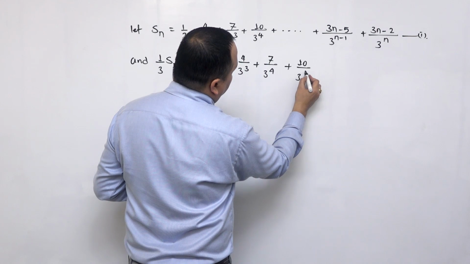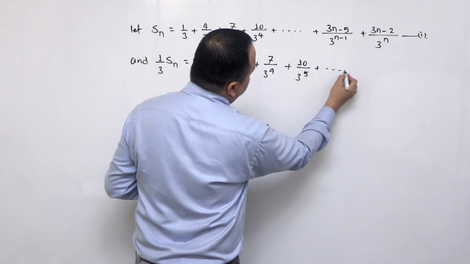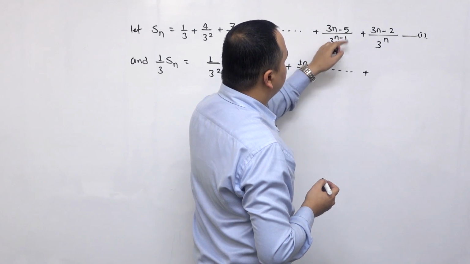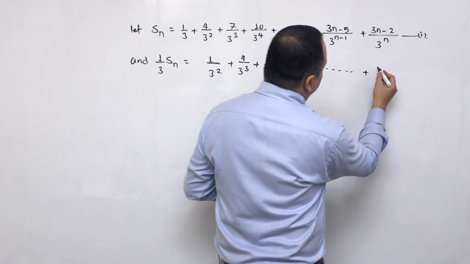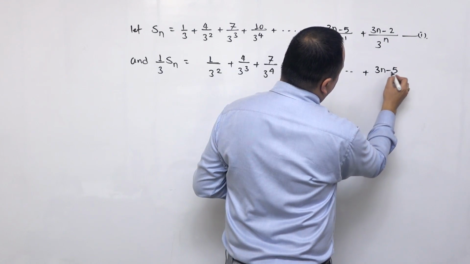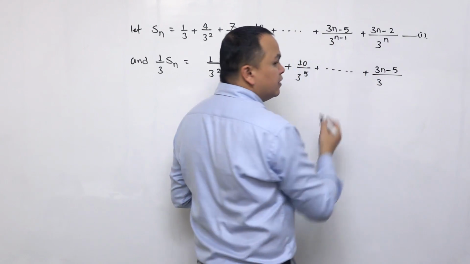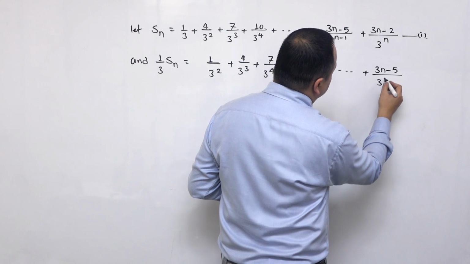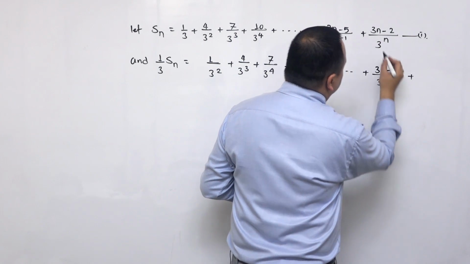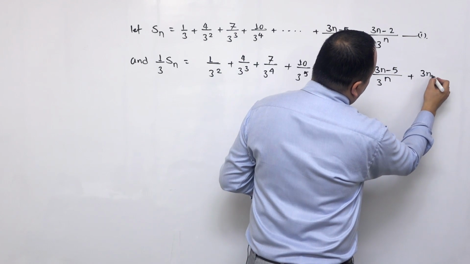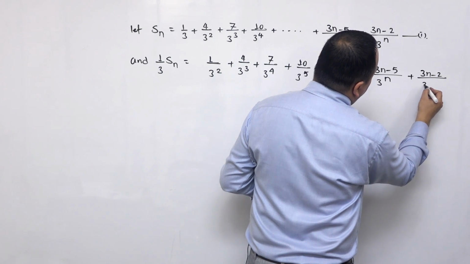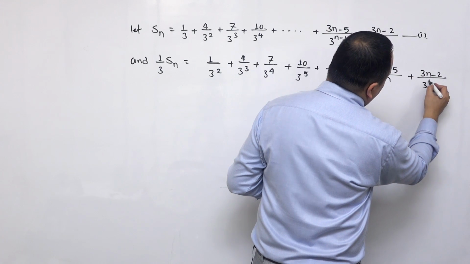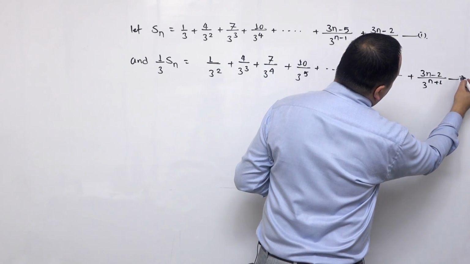3 to the power 5 plus dot dot dot. Here, (3n minus 5) upon 3 to the power n minus 1, into 1 upon 3, is (3n minus 5) upon 3 to the power n minus 1, into 3 to the power 1. Minus 1, 1 cancel, just 3 to the power n. Plus the last one, (3n minus 2) upon 3 to the power n, into 3 to the power 1, which is n plus 1. Equation II.